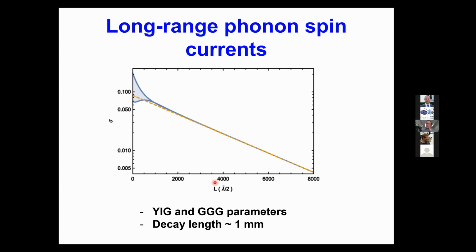If you actually calculate these spin currents and look at how they decay with the length of the insulator in between, you find that you can define a certain spin conductivity. You find there's an exponential decay of the spin conductivity with the length of the system in between the leads. And if you plug in the YIG and GGG parameters, you find that this decay length is much larger even than the magnonic system, can even reach 1 millimeter. Okay, so phonon spin currents seem to be very promising for giving long-range spin currents.